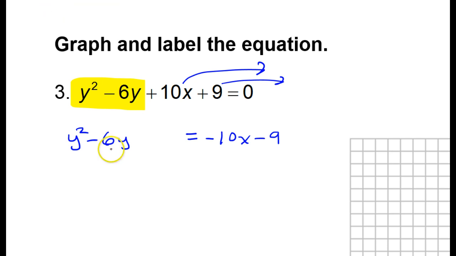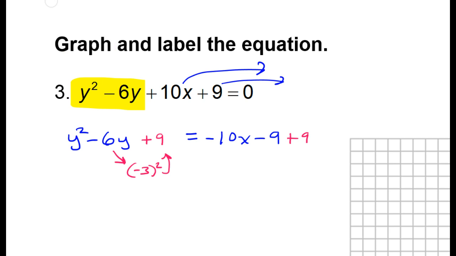Now completing the square, you do half the middle squared. So half of this is negative 3. If I square that, I get 9. So I'm going to have plus 9 here and here.